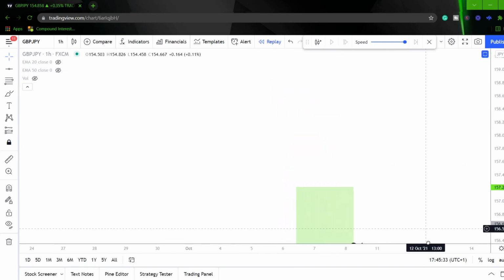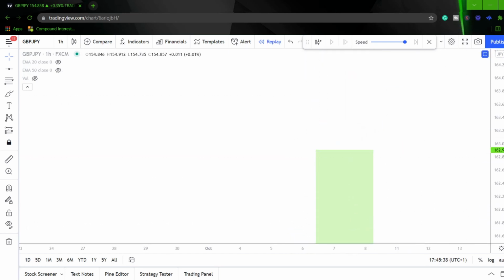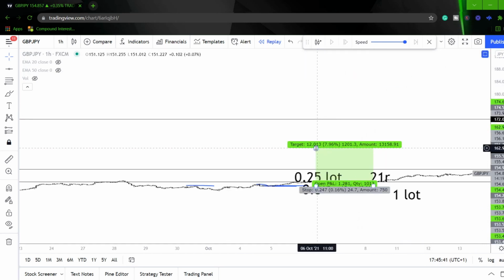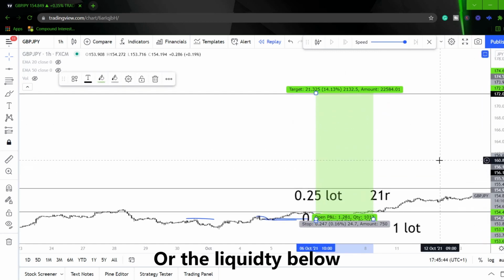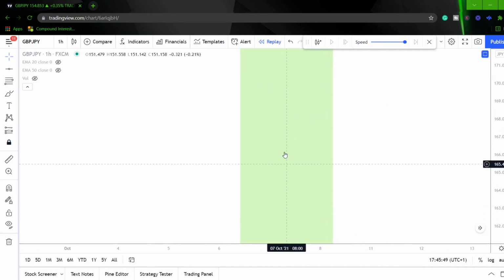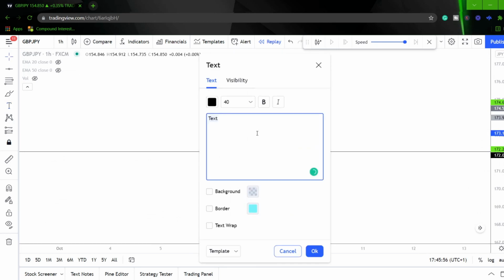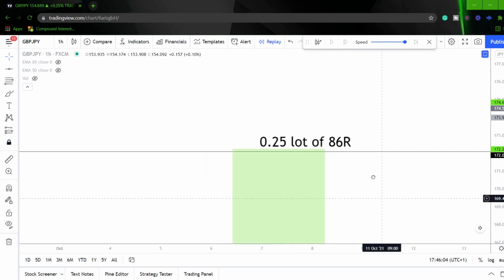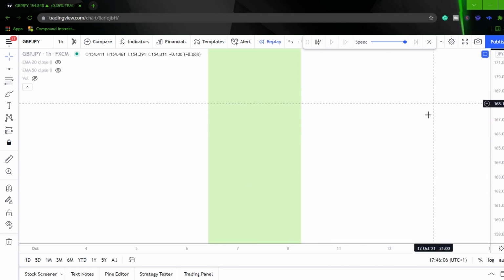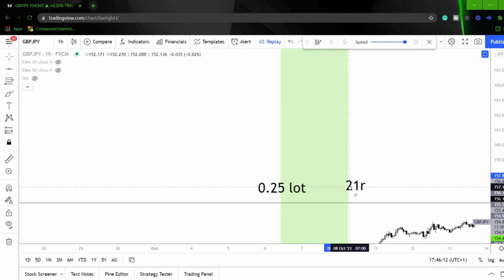And we're going to take the other 0.25 lots off at that higher time frame order block, right? And that is at an 8R, okay? Not an ATR. 0.25 lots off at 86R. Okay, so then again, by identifying higher time frame levels of interest, right, you're potentially letting your trades run for a lot more, right?